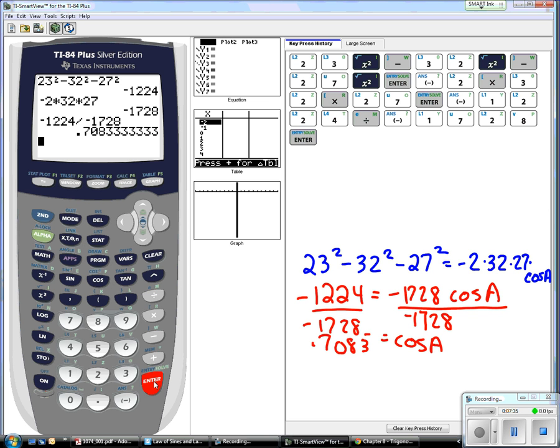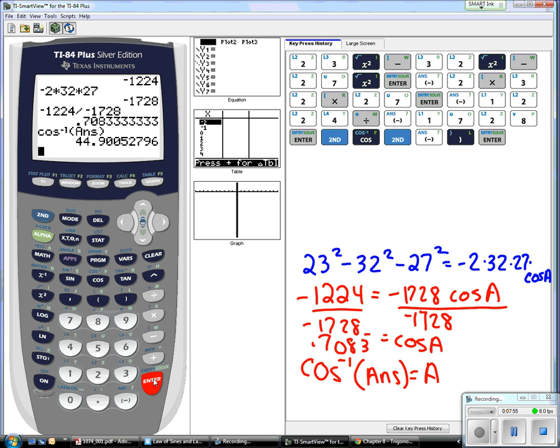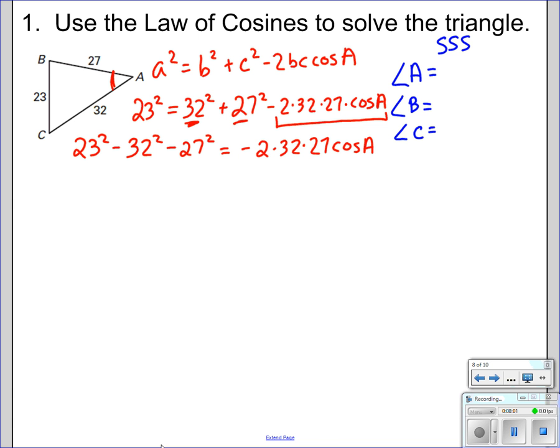Don't delete that. That is not your angle measure. What you need to do is the inverse cosine of that answer to get what angle A is. So we do the inverse cosine of that answer because I want the most exact answer, 44.9. So angle A was 44.9.